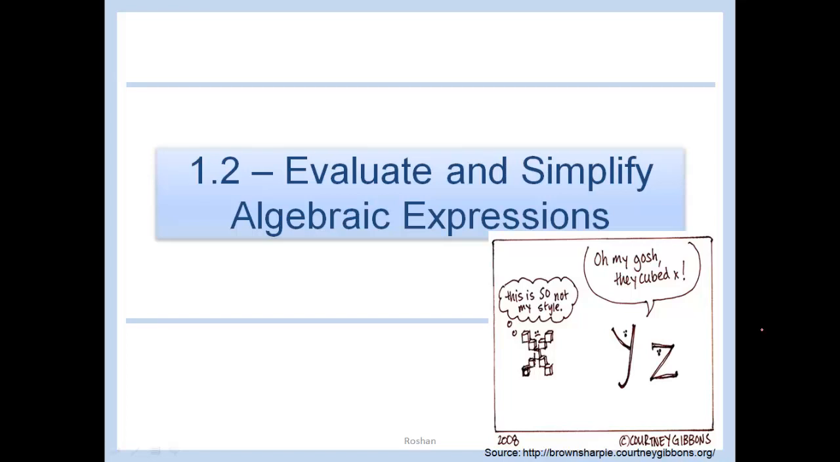1.2, evaluate and simplify algebraic expressions. Oh my gosh, they cubed x. This is so not my style.